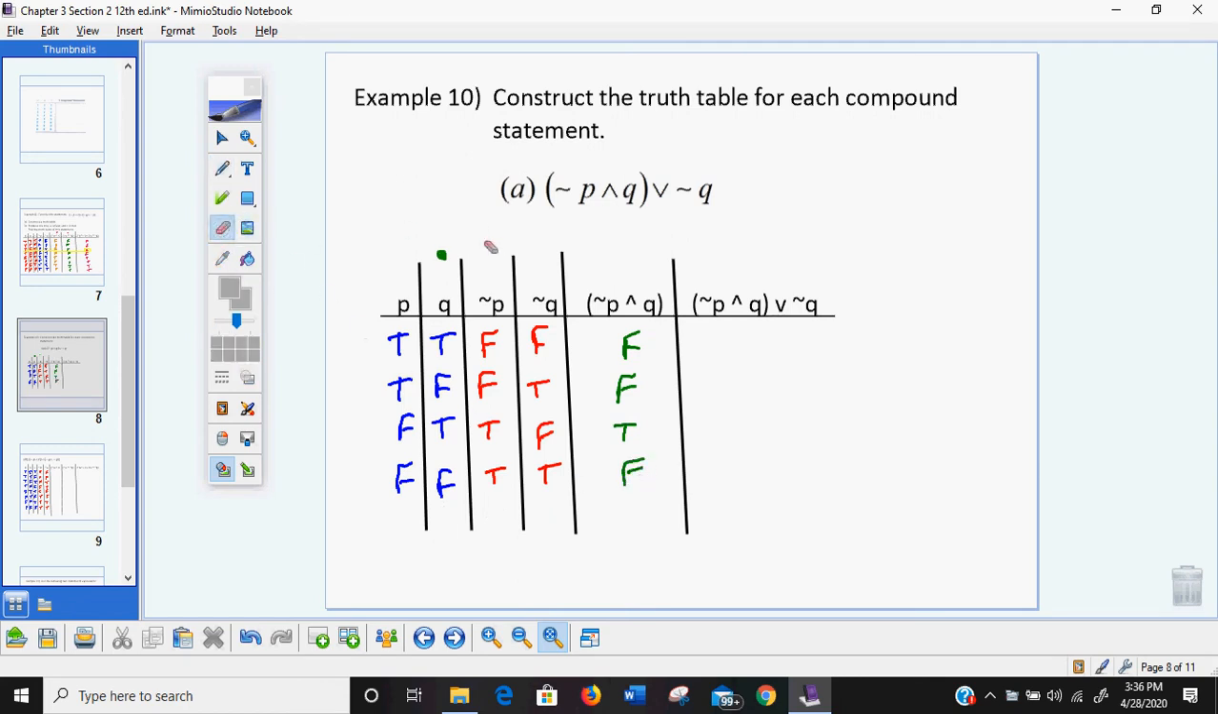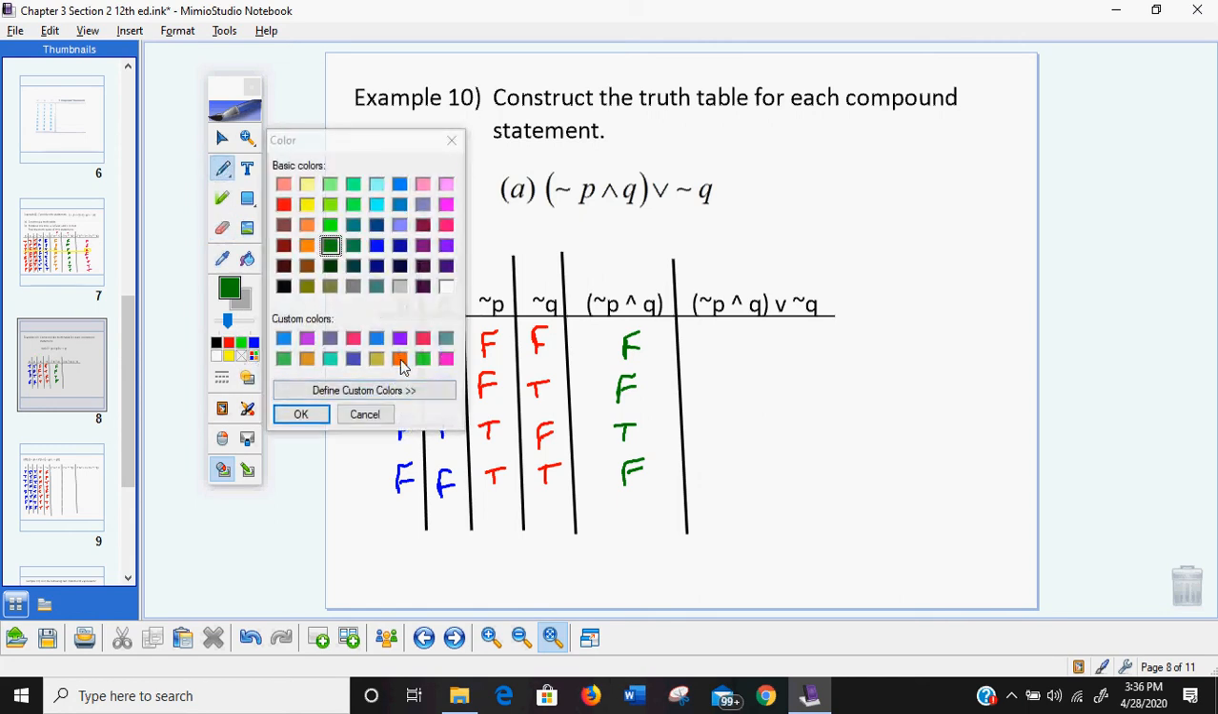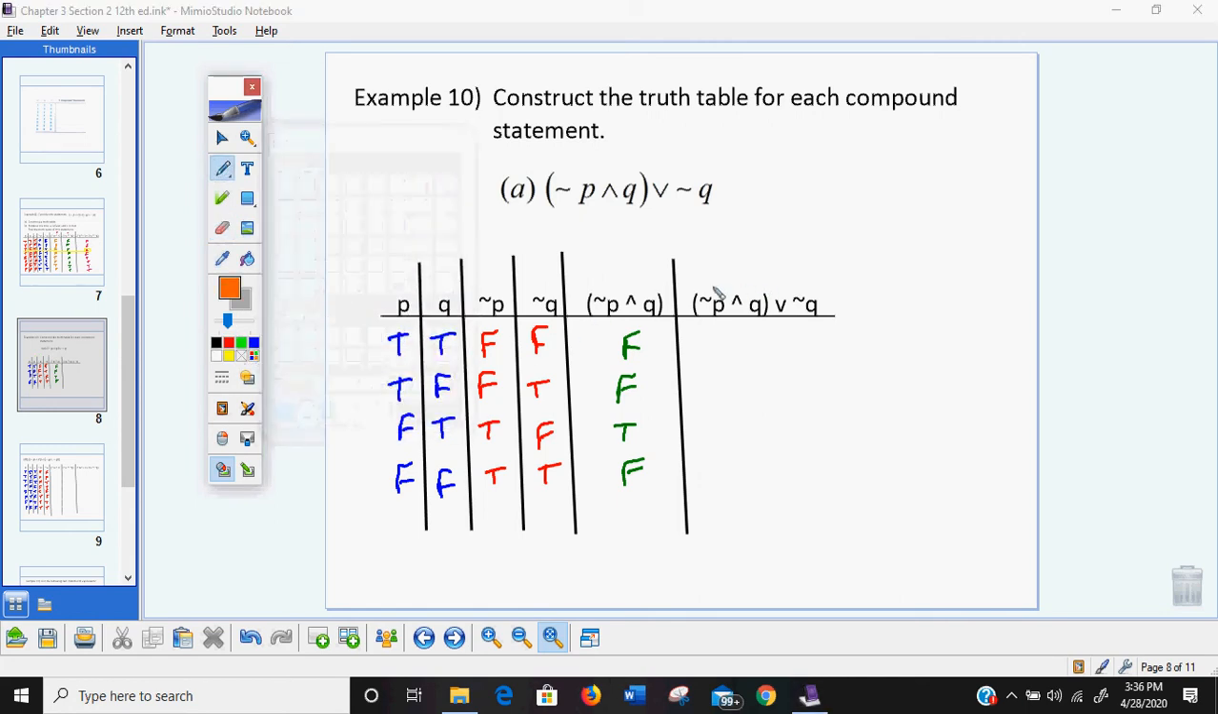Now let's look at what we need for the last part of it. So on this one, I'm doing the one with the parentheses or not Q. So I'm looking at these two and it's or. So if one is true, the answer is true, one or the other. So my first one is false. My second one is true. My third one is true. And my fourth one is true. So the answer for part A would be false and then three truths.